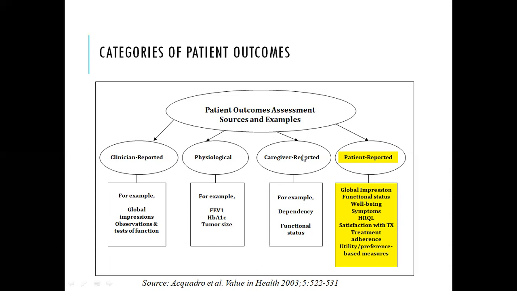And for the caregiver reported outcomes, we could use for the dependency, or we have these various questionnaires, or the functional status of this particular caregiver. Is he hampered, he is not able to perform his daily activities, and so on. And the major part of outcome obviously is the person who is suffering from it, so it is the patient. And it could be patient reported, such as the global impression of the patient, what is the functional status of the patient, the well-being of the patient, the symptoms, any relief with the symptoms, the health related quality of life of this particular patient, satisfaction with treatment, adherence to the treatment, utility or preference based measures.